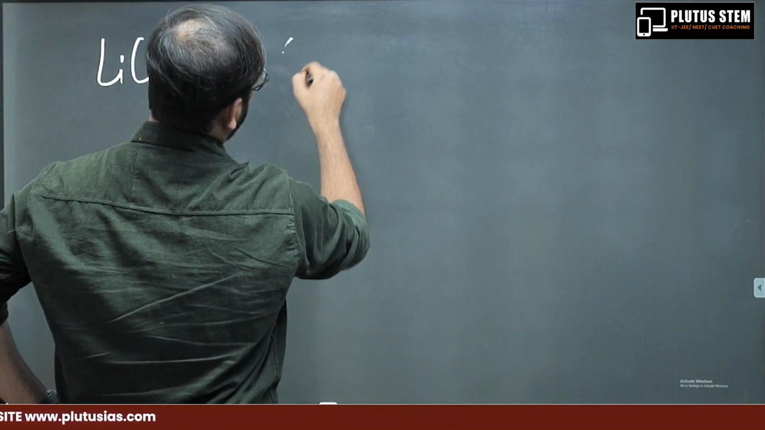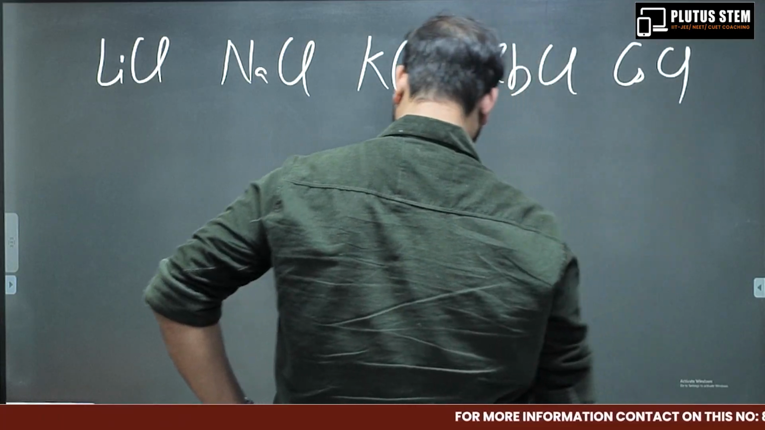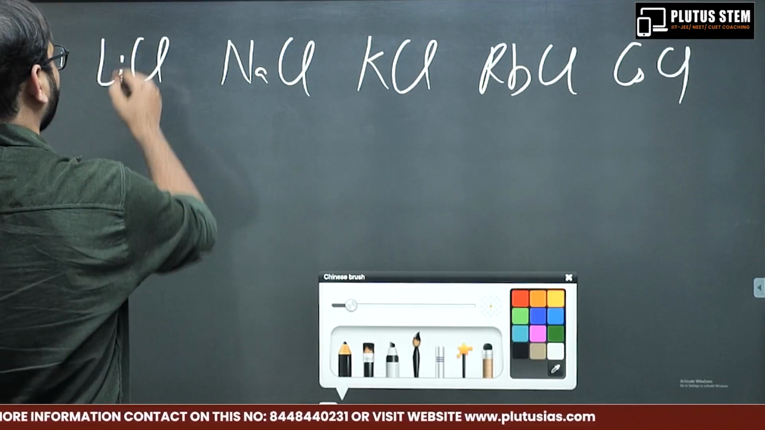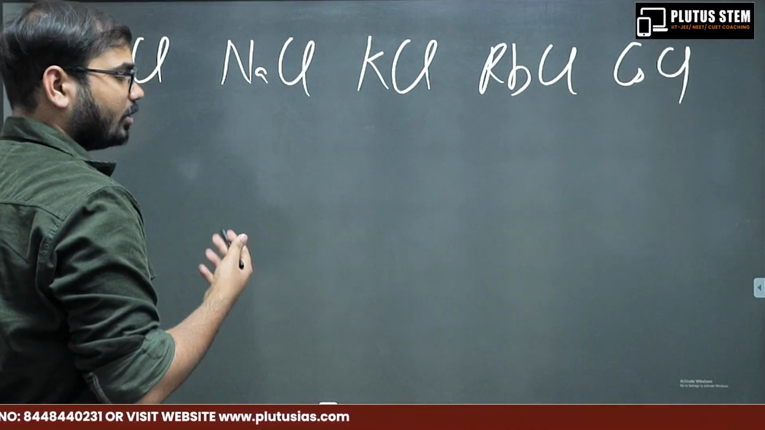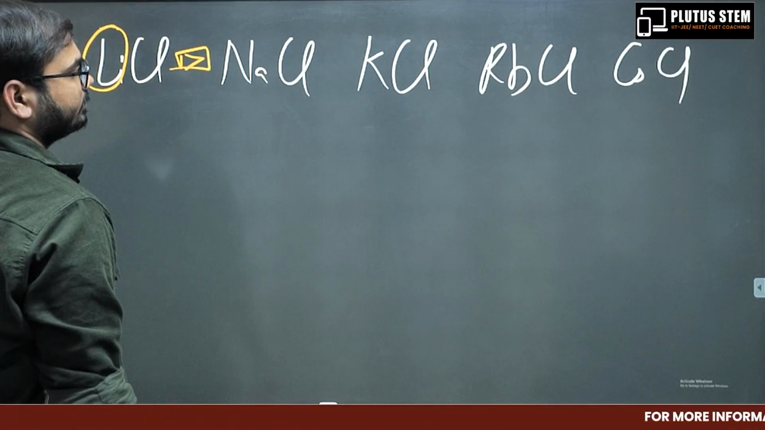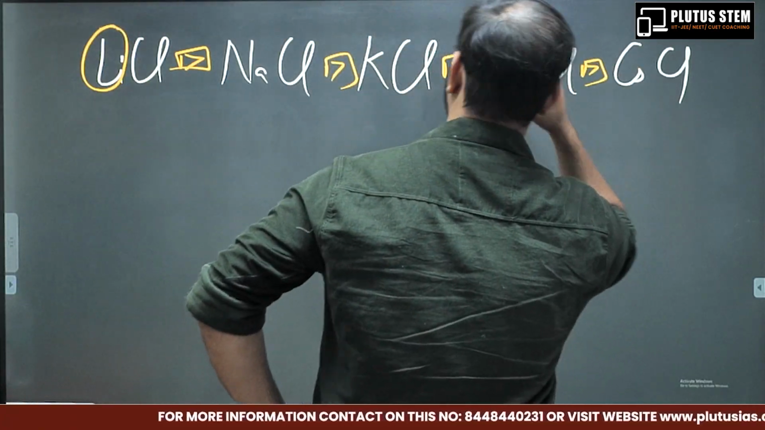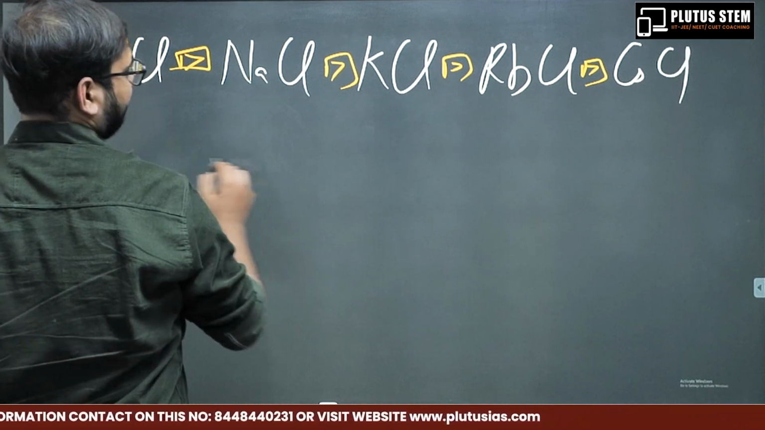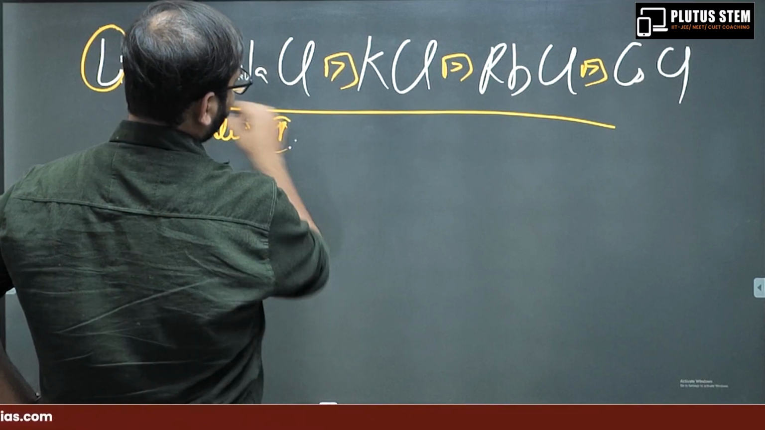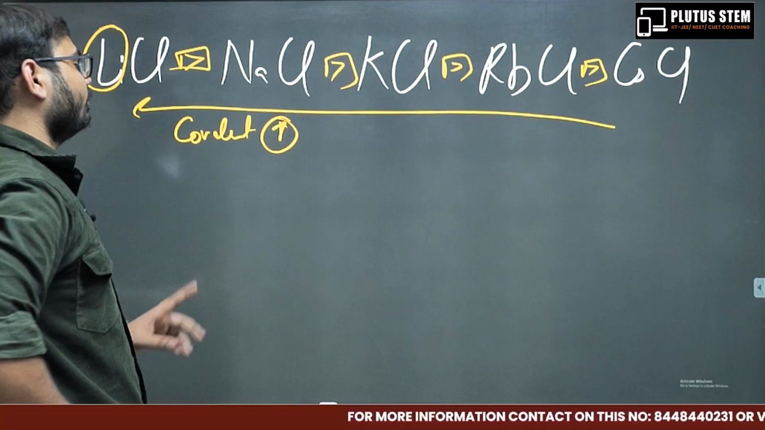LiCl, NaCl, KCl, RbCl and CsCl. Here, since the anion is the same in all the given salts, I'll only look at the cations. Smallest size, highest polarizing power. Highest polarizing power means more covalent character. So here we find that the easier it is to distort the electron cloud of an anion, the higher will be the covalent character.